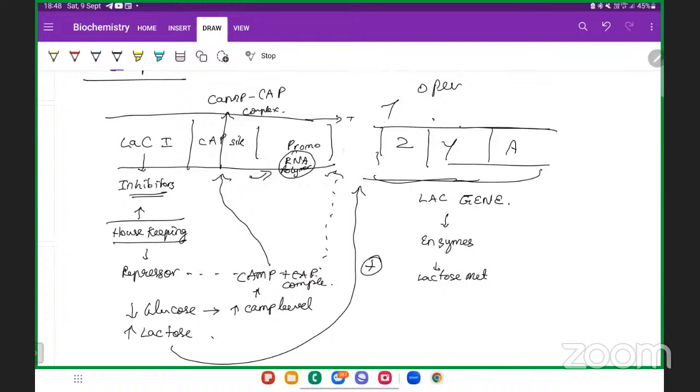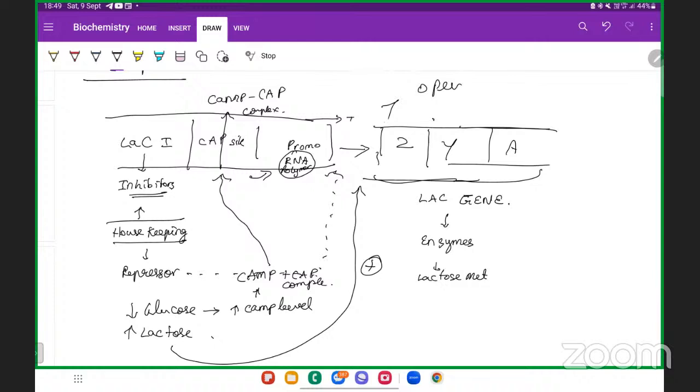Your promoter site is going to go to your ZYA, and this ZYA is going to produce the enzymes of lactose. That means your gene is going to be turned on at that particular site. So the gene is turned on, switched on, and your transcription will be starting here. This is how your transcription is done. I hope you can understand.